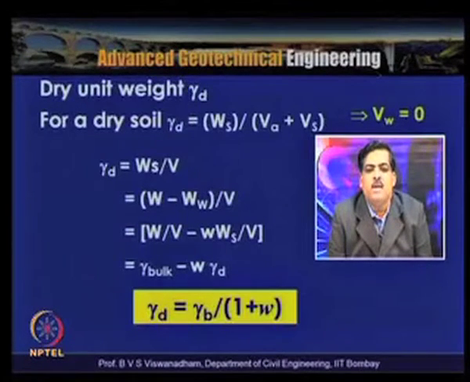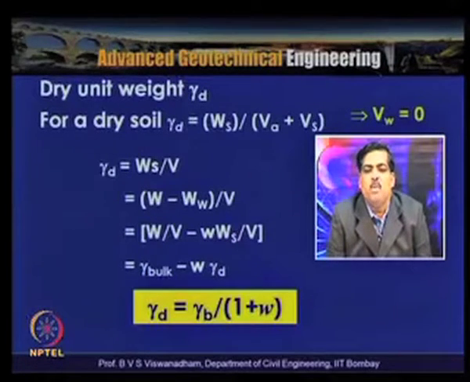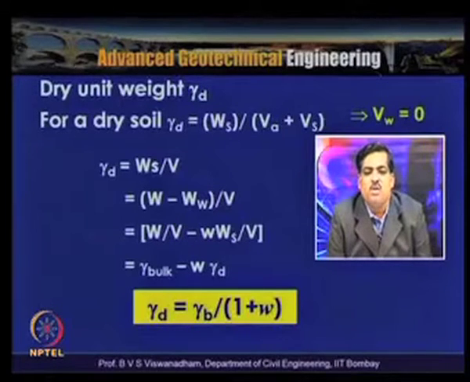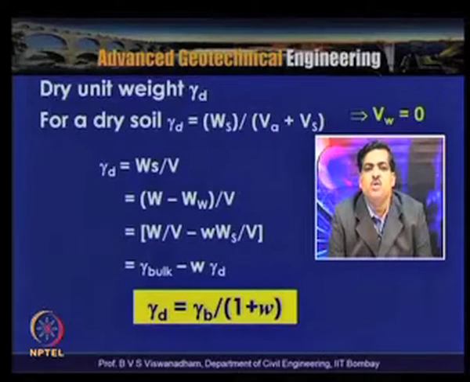We can write this as W minus Ww, so W minus Ww by V we can write as W by V minus Ww by V. If you write Ws by V as gamma D, we can write gamma D as gamma bulk minus water content into gamma D. If you rearrange these terms, gamma D is equal to gamma bulk by 1 plus w. This relationship is used widely: gamma D is equal to gamma bulk divided by 1 plus water content.